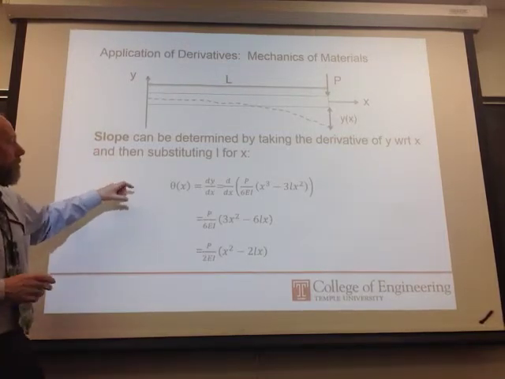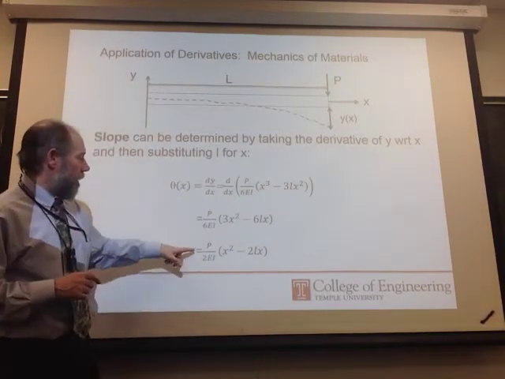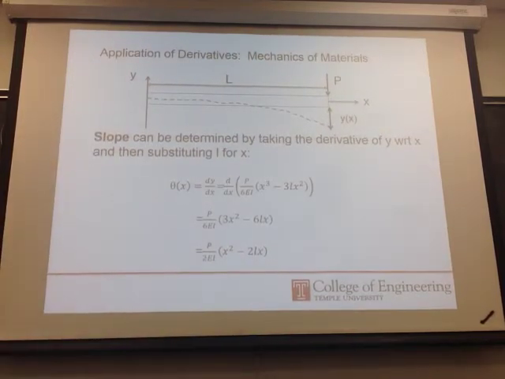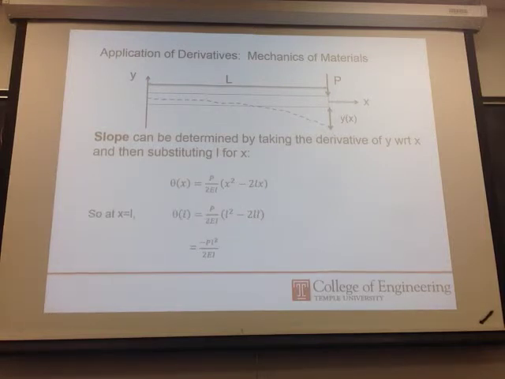So the slope, we're taking the derivative of this equation and we end up with P over 2EI times x squared minus 2Lx, which is exactly this if you simplify it. All I did was take out P over 2EI from here and here, and you end up with x squared minus 2 times Lx. So that's the first derivative. So that's the slope. Okay? We're on board here?